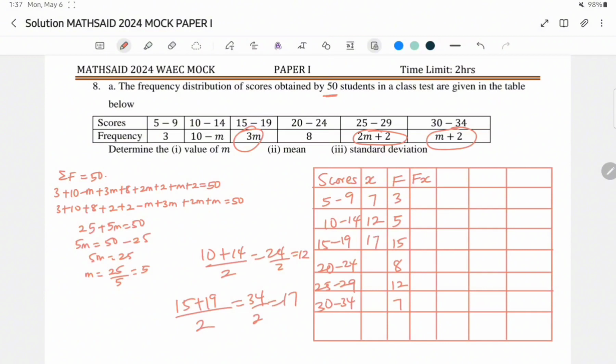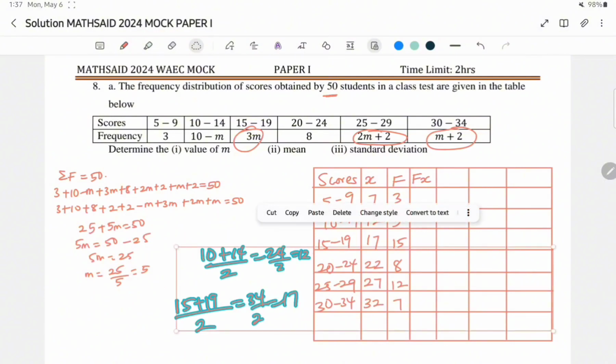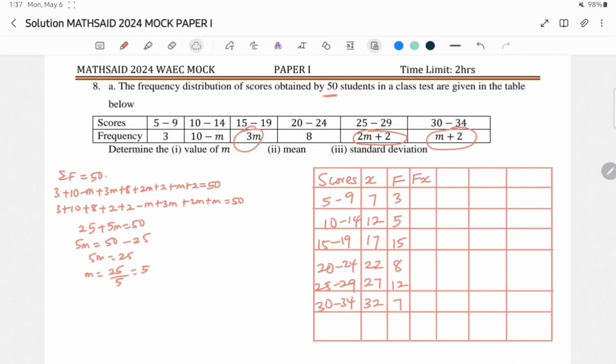So this is 17, this is going to be 22, this is going to be 27, and this is going to be 32. So anytime you are working on a question like this, when it's grouped data, once you know the difference between the first two midpoints, then that's going to be the increment value.